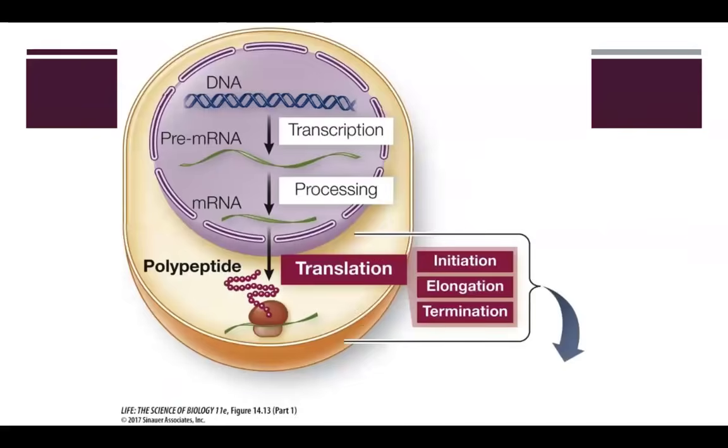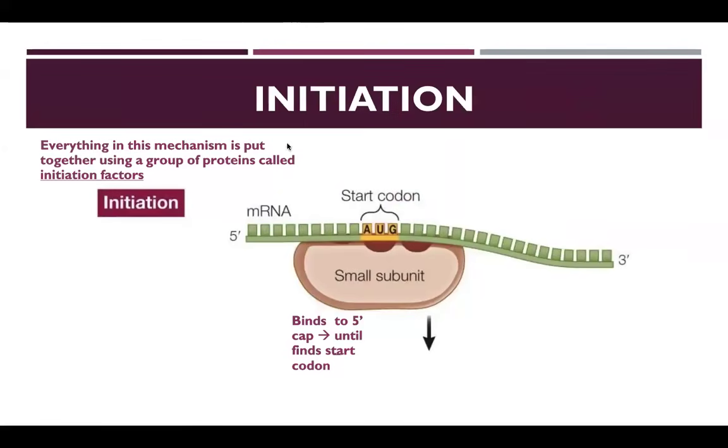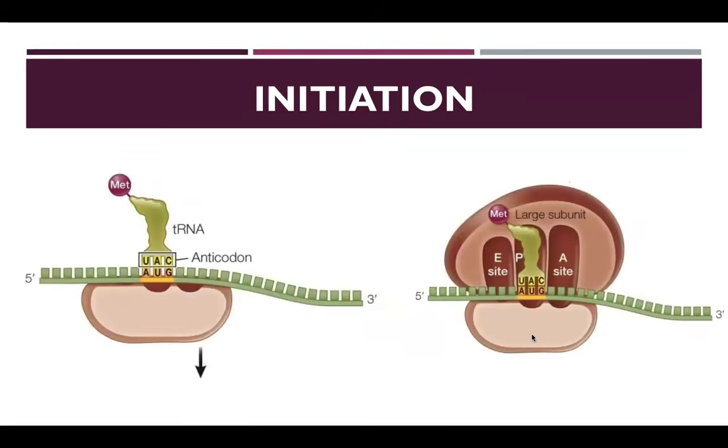So translation also has initiation, elongation, and termination. In initiation, you have what are known as initiation factors, which help bind the small subunit to the mRNA strand. First it binds to the 5' GTP cap, and it moves along the mRNA strand until it finds what's known as the start codon. The start codon is typically AUG. After it finds the start codon, then the large subunit comes in.